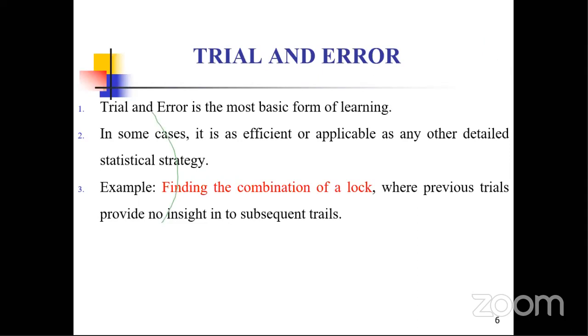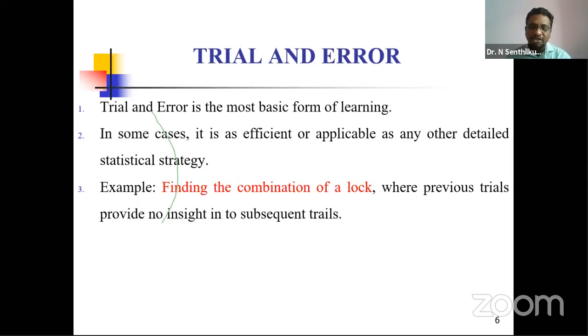For example, the first combination 00101, that is my combination. In the second case, I'll go with 00102. That doesn't have any insight to the previous one, because in the previous condition, the lock may not get opened up. So I have to try a next one. That is trial and error.